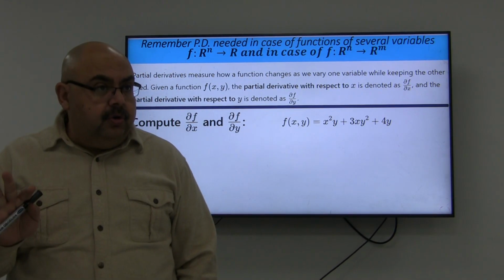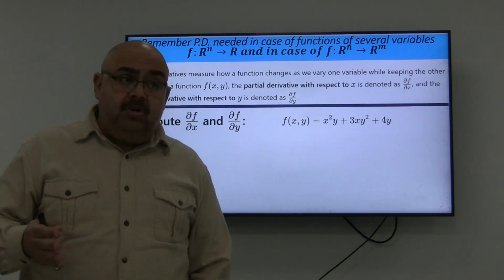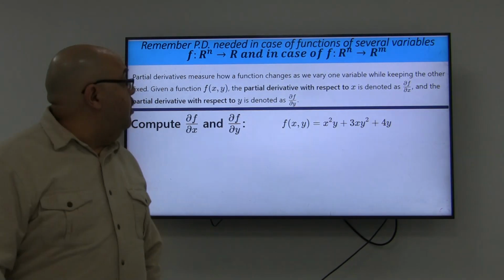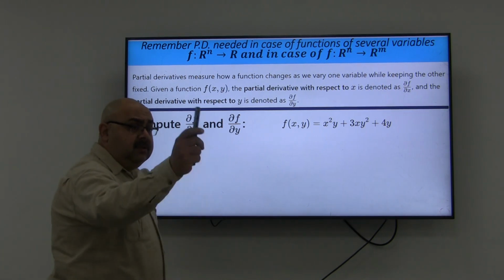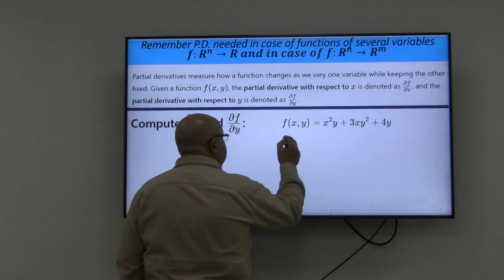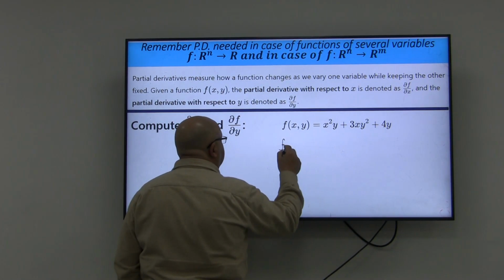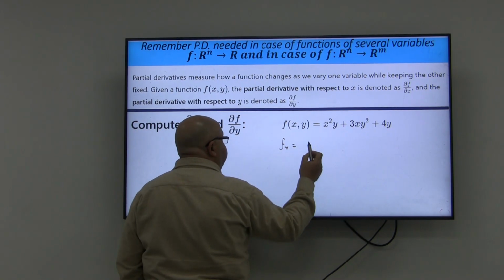Direct substitution. You are telling me it's difficult. It's not that difficult. Okay, for this function, Mr. Muhammad, can you find me the first derivative with respect to x? Get f sub x. Yalla. Yes, you are correct.